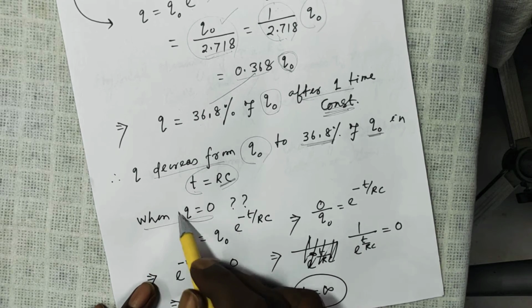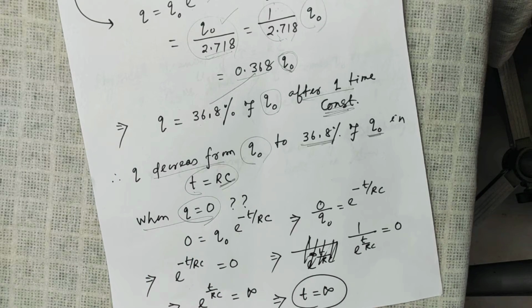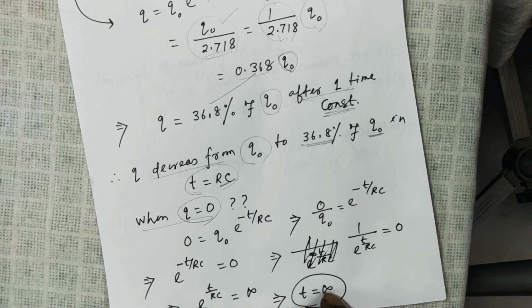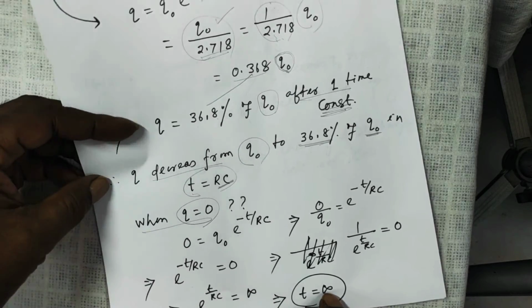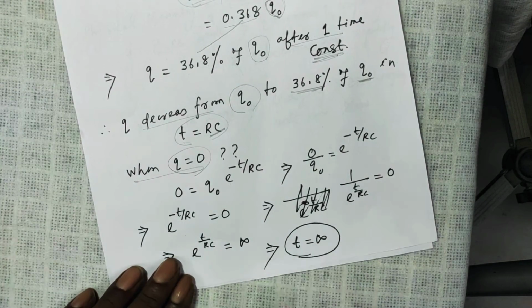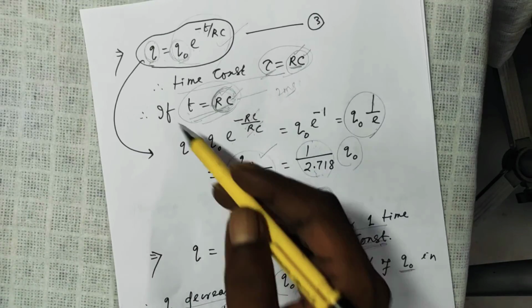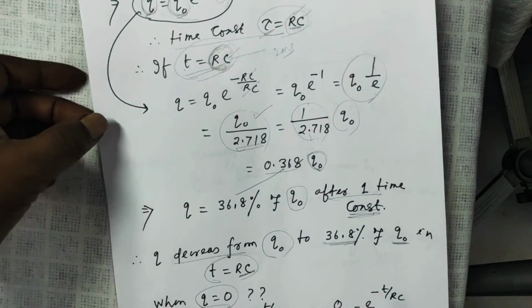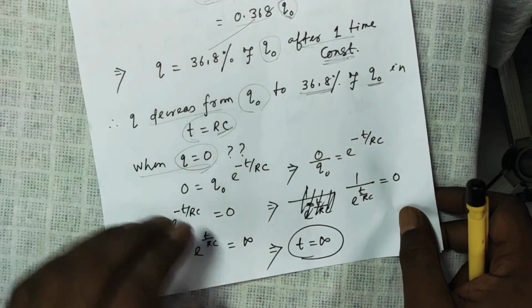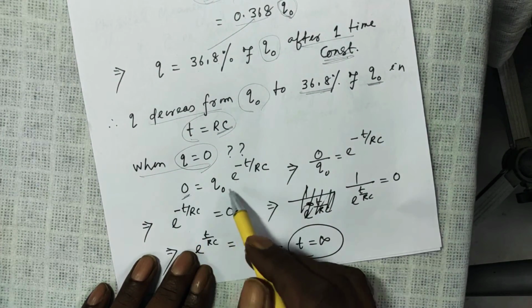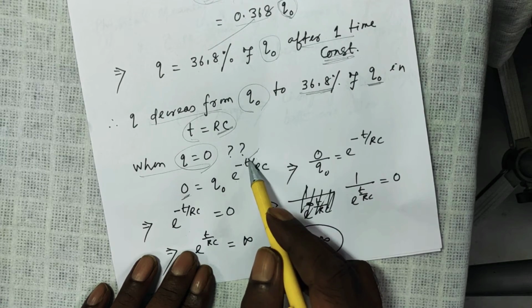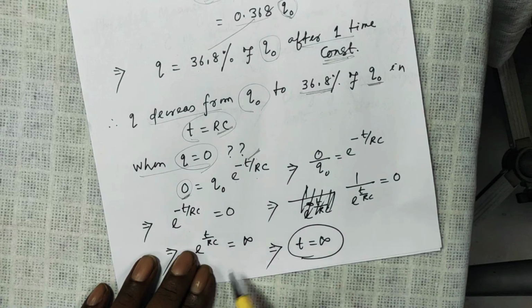Now the question is, when will Q be 0? The charge in the capacitor is decreasing gradually, right? And the energy of the capacitor is now available across the resistor in the form of heat. So when will q be 0? Put q is equal to 0 here and let us solve. So I put 0 is equal to q naught e to the power minus t by RC. So you have to find this t, after what time this q will be 0.